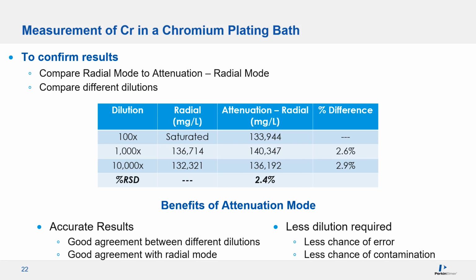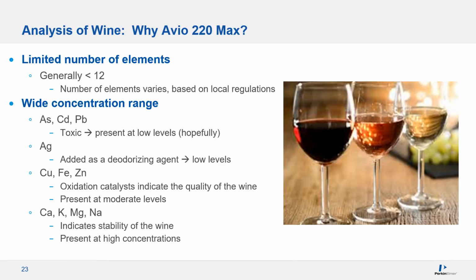The benefit of using the attenuation mode is less dilution is required. We can do the analysis at 100x dilution, which means there's less chance of error and less chance of contamination. And the fact that we had attenuation and radial mode allowed us to make more of these comparisons and really confirm the results. Another application we looked at was the analysis of wine.